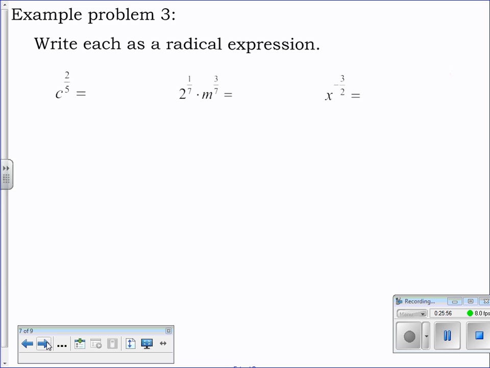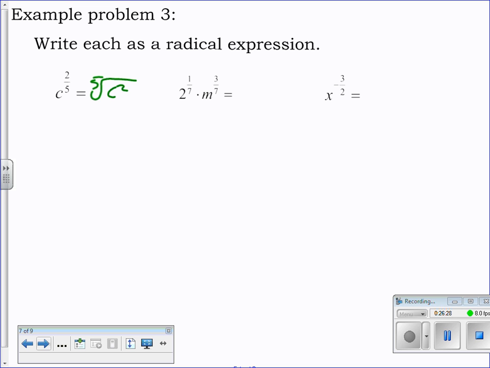Okay. Do the same thing in reverse. That's what we're doing here. So on the first one, my denominator means that I have a root of that index. The numerator is my power, my denominator is my index. So my denominator is 5, so that means I have a fifth root of c squared.